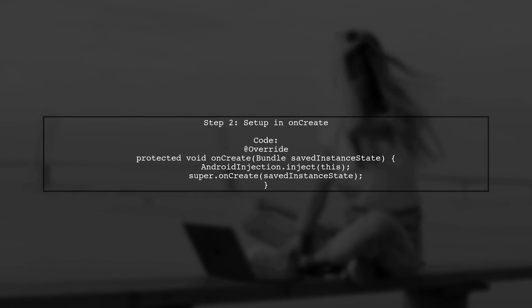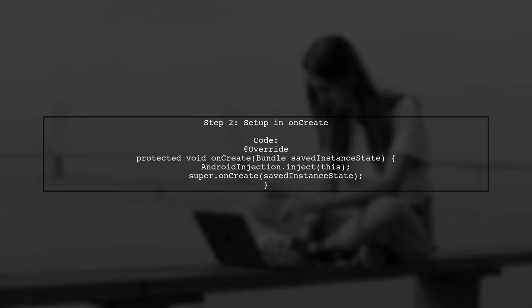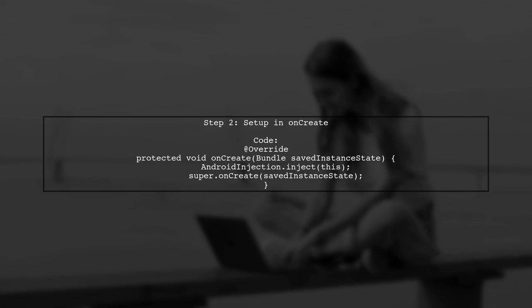In the onCreate method, call AndroidInjection.inject to set up Dagger. Then, override the supportFragmentInjector method to return the fragment dispatching injector.